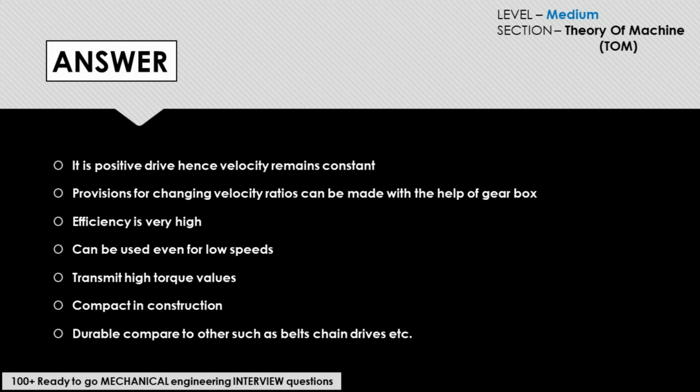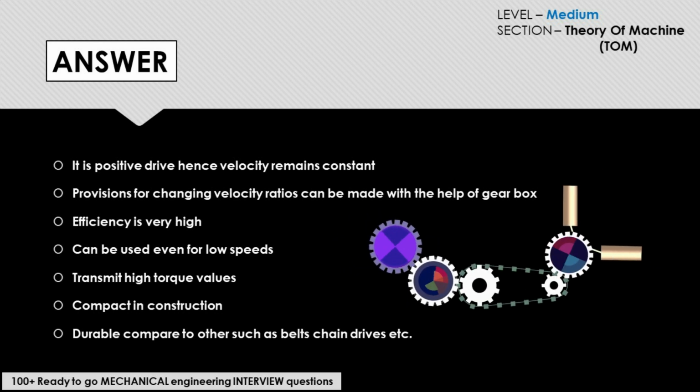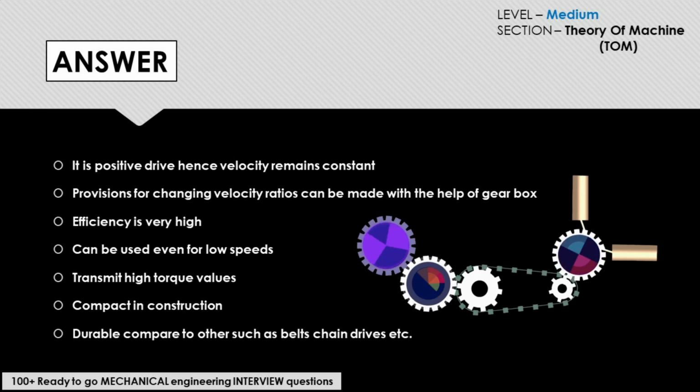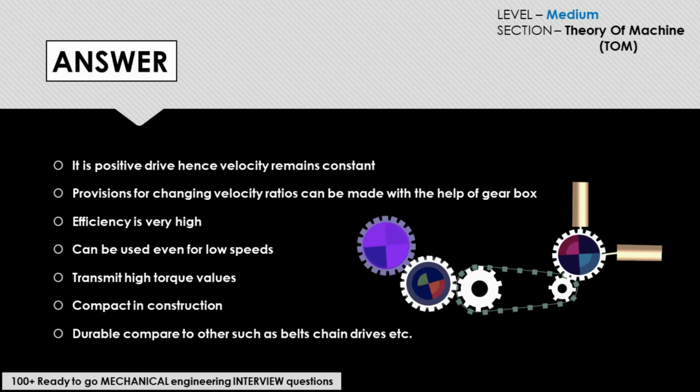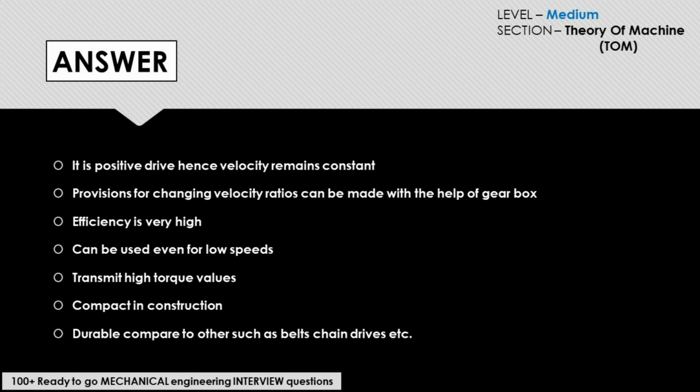The answer to this question would be, a gear drive is a positive drive and hence velocity remains constant. Provisions for changing velocity ratios can be made with the help of gearbox. Their efficiency is very high. They can be used even for slow speeds, transmit high torque values. They are compact in construction and durable as compared to other such belt chain drives.